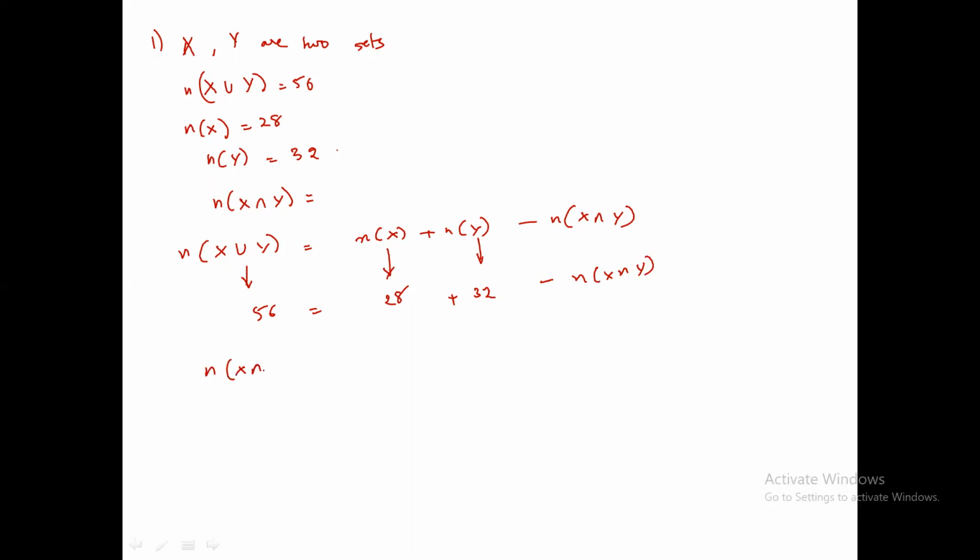So n of X intersection Y will be 28 plus 32 minus 56. Oh, this is not 56. It's looking like 56, but it is minus 50. So that means 60 minus 50, which is 10. This is how we can answer the questions in this manner.